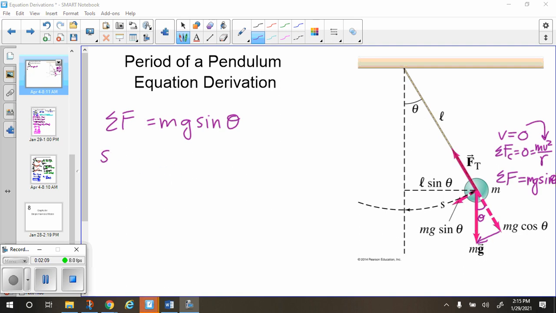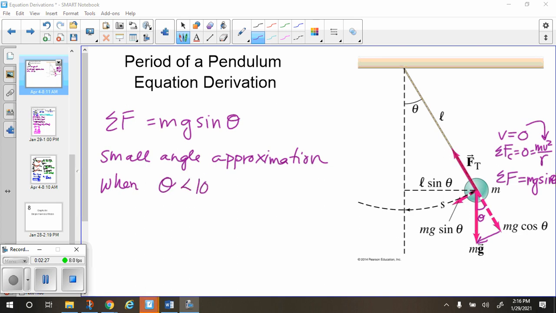Now we're going to use something called the small angle approximation to derive this equation. The small angle approximation states that when theta is less than 10 degrees or 0.17 radians, theta is about equal to sine theta. And it's actually about equal to tan theta as well.